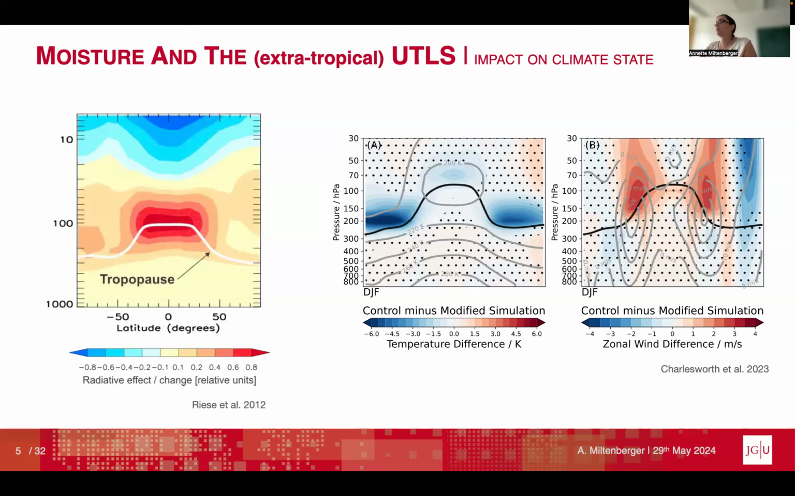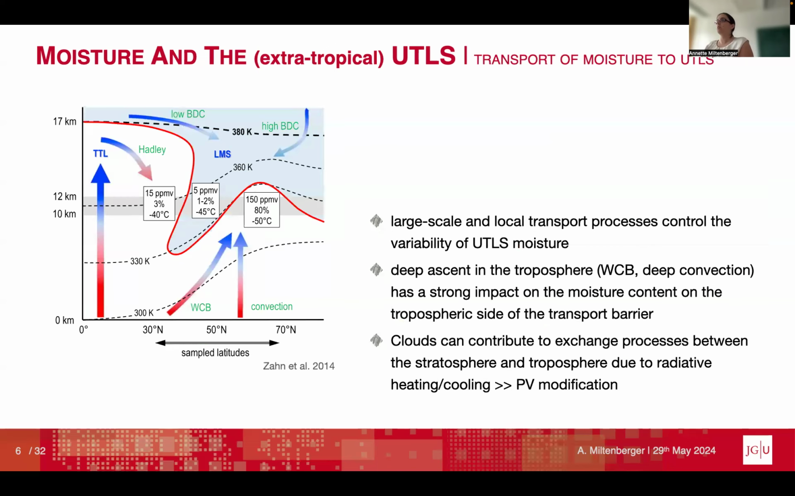This is also of concern if we talk about water vapor feedback in a changing climate, because we know that there will be changes in upper tropospheric humidity, and in particular, these regions will be very sensitive to changes. So what controls humidity in this layer? Well, on the one hand, this is large-scale transport.